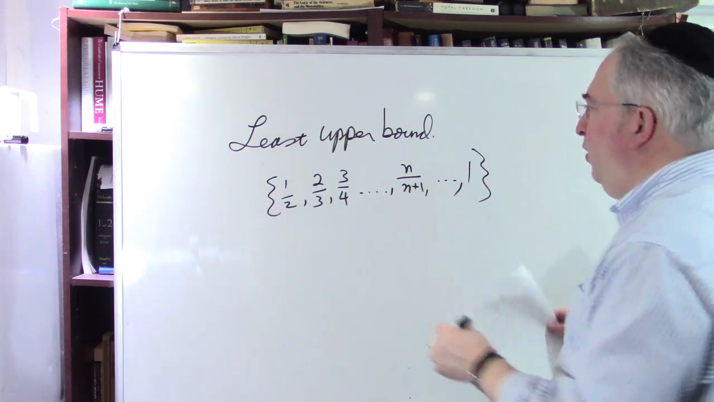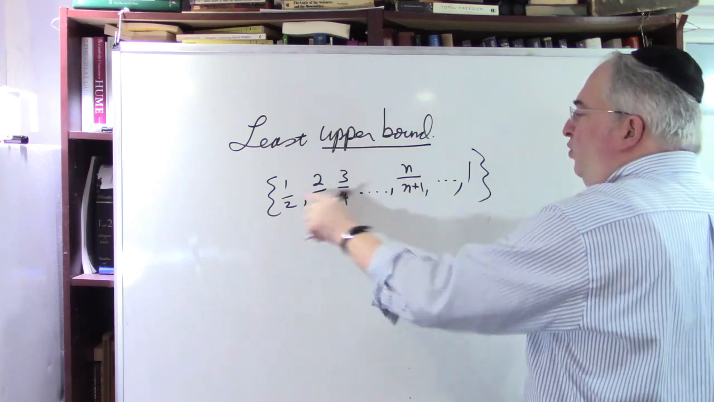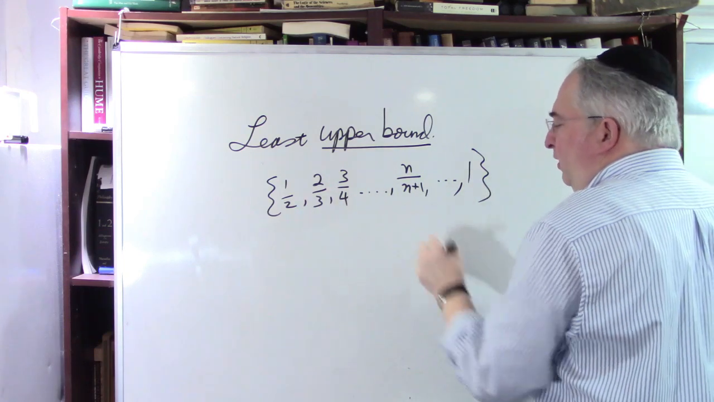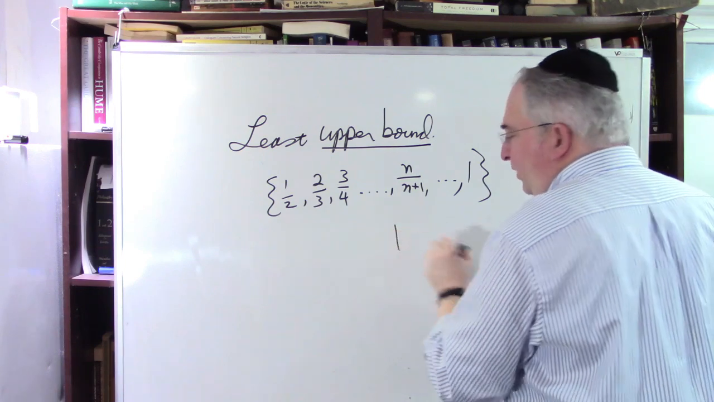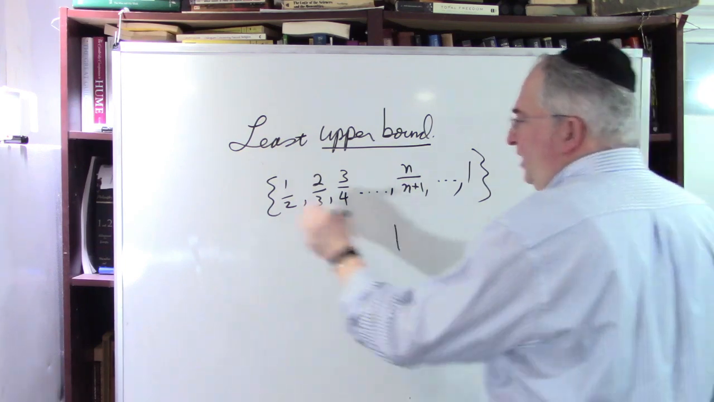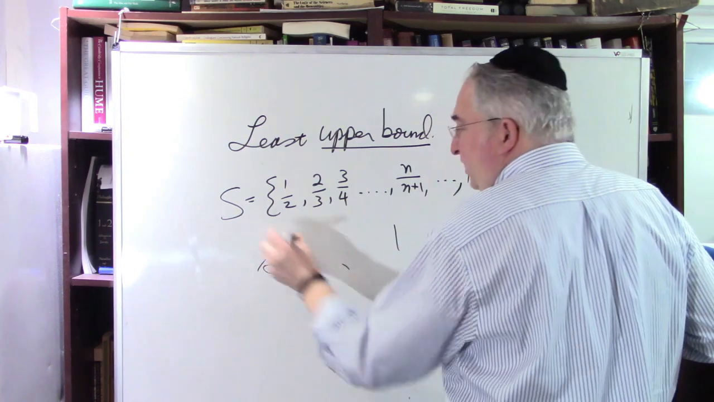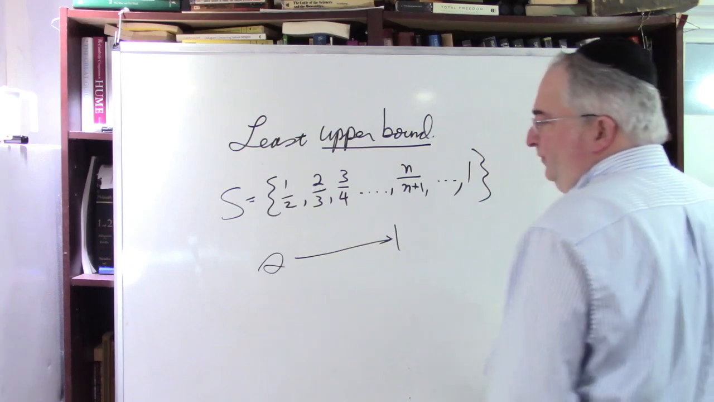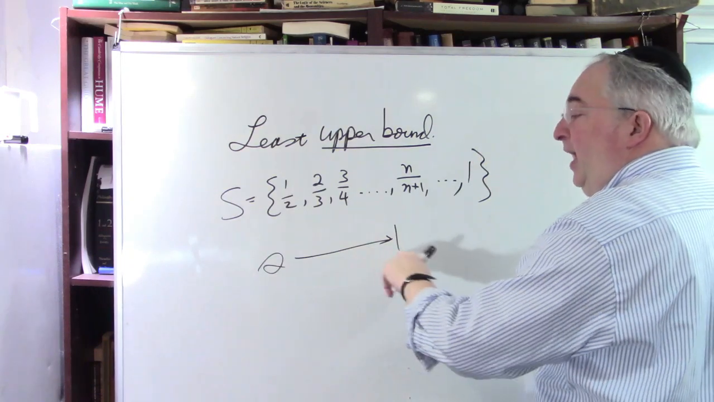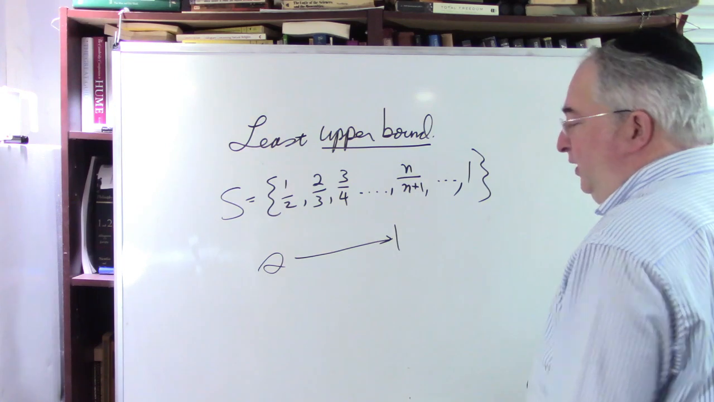Now we want something that's an upper bound. What is bigger than, or equal to, all these numbers? The answer is 1. If this is the set S, then every element s in this set is less than or equal to 1. We do less than or equal to, as we do with all pre-orders and partial orders, by putting an arrow there.